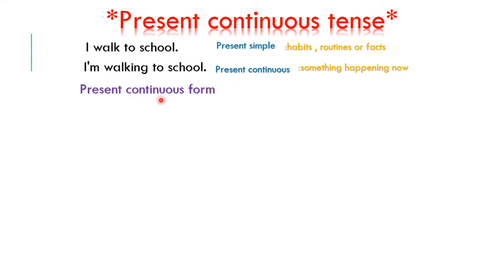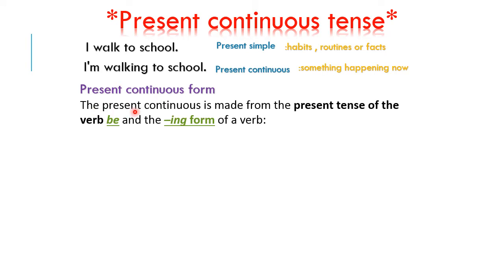So how do we form the present continuous tense? The present continuous is made from the present tense of the verb be and the ing form of a verb. What does it mean? What is the present tense of the verb be? The present tense of the verb be is am or is or are. Am, is or are. This is the verb to be in the present. And the ing form of the verb means that I have to add ing to the verb, just like for example here walk becomes walking. I added ing to walk, and before the verb, okay, I used one of the verb to be forms in the present, which is am or is or are.